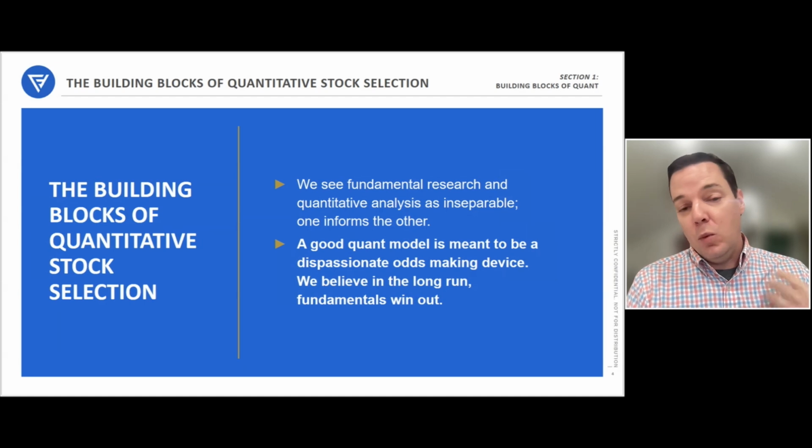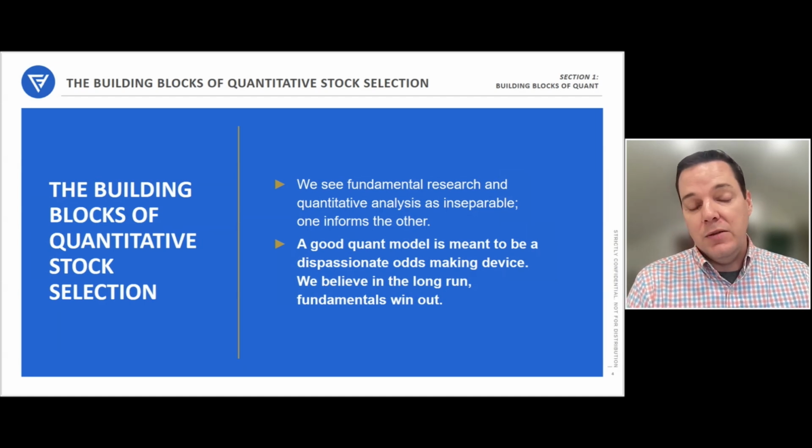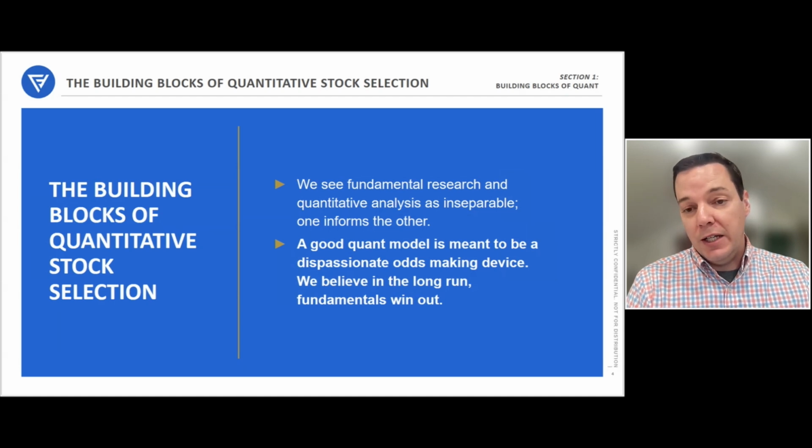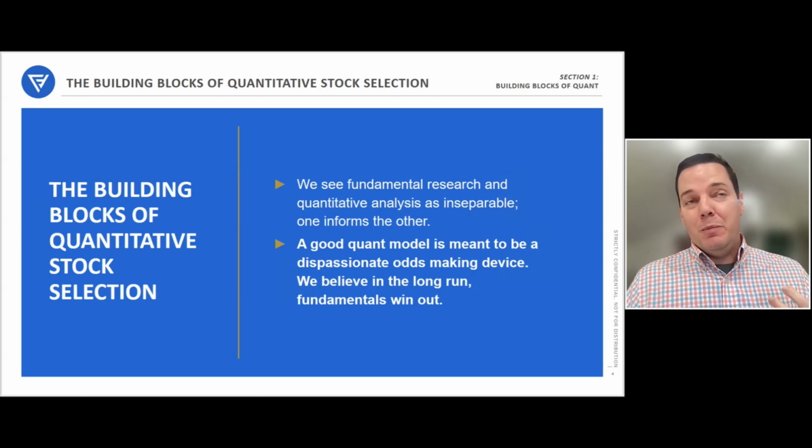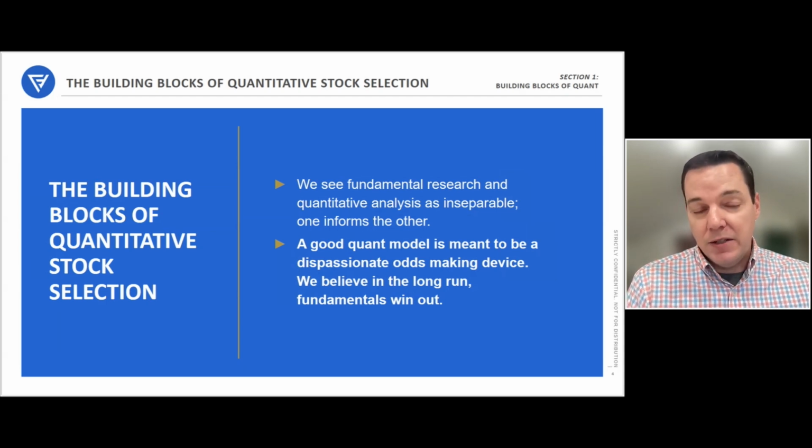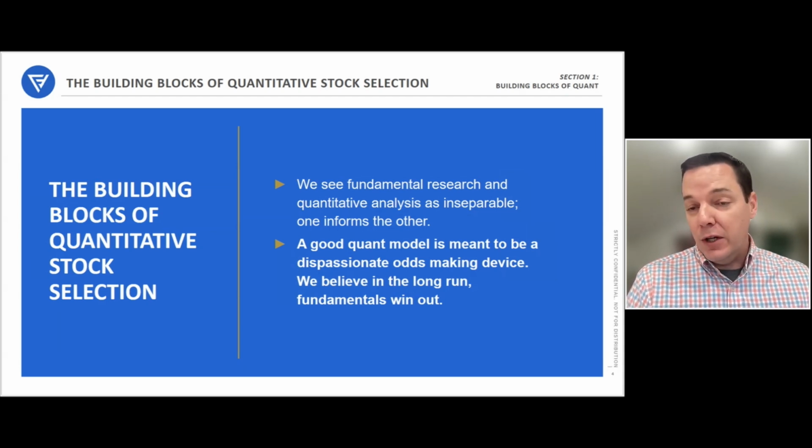So that is the way that we typically look for quantitative analysis to complement the fundamental research that our clients provide. The purpose of the quantitative model is to ultimately become a dispassionate odds-making device. We think in the long run, fundamentals will win out.